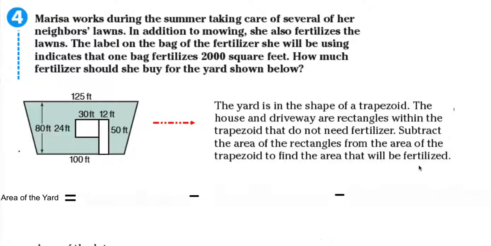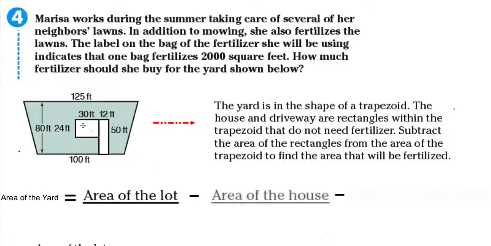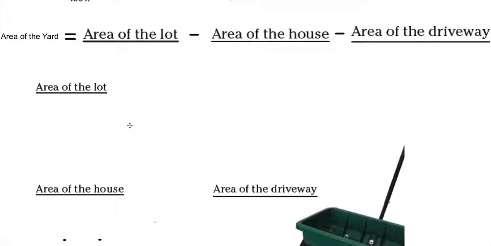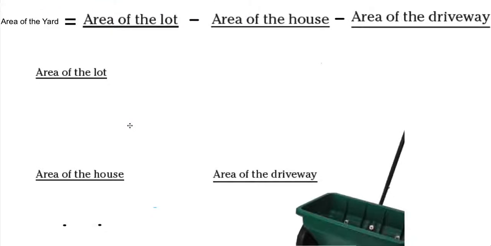So basically, to be able to find the area of the yard, which is this shaded region right here, it will be equal to the area of the lot, which is this whole thing, minus the area of the house, which is this rectangle, minus the area of the driveway. That's what we want to find. And let's find each of them. Okay, so let's first find the area of the lot.